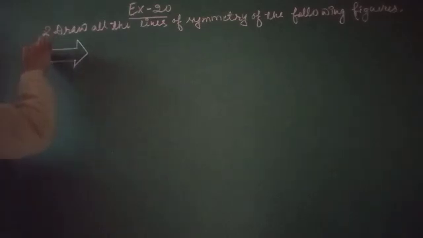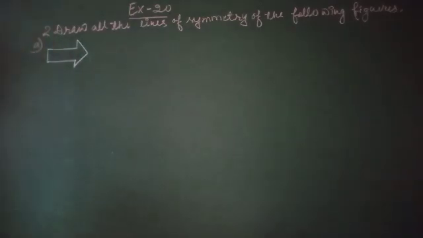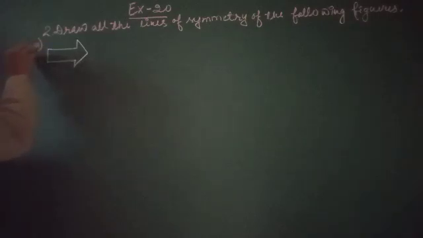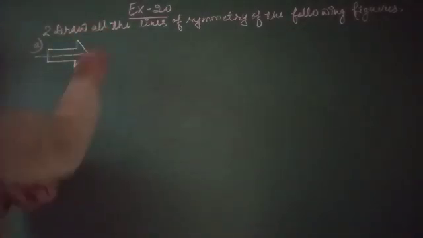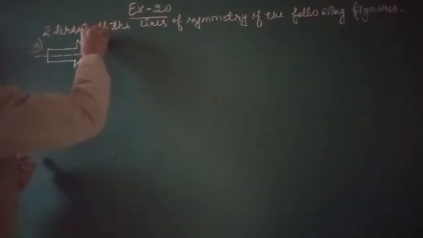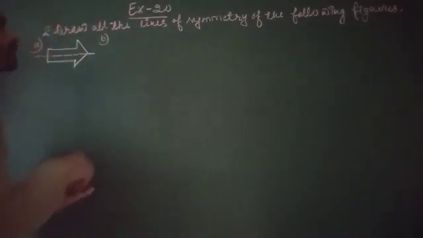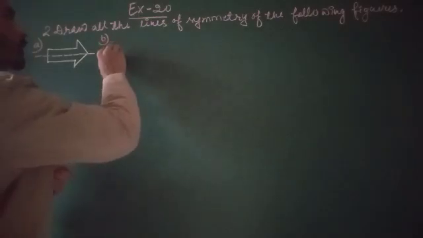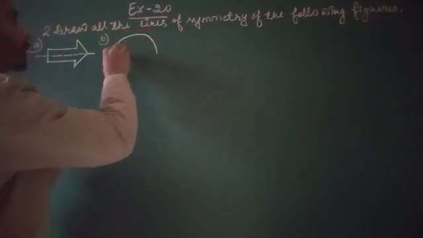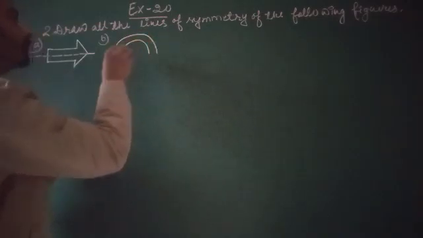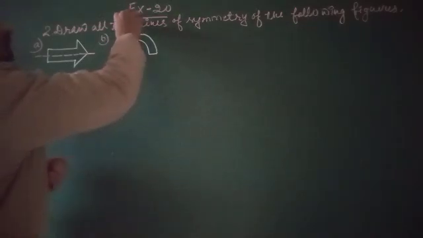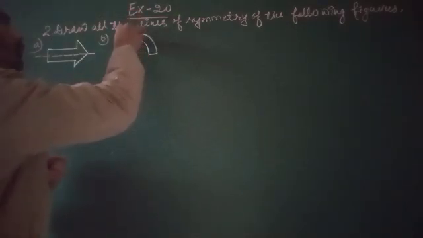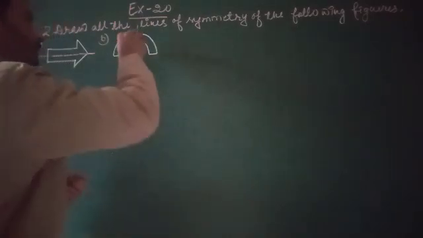In this figure there is one line of symmetry. So you can see here. Question number B is such a type of figure. In this figure also there is one line of symmetry.